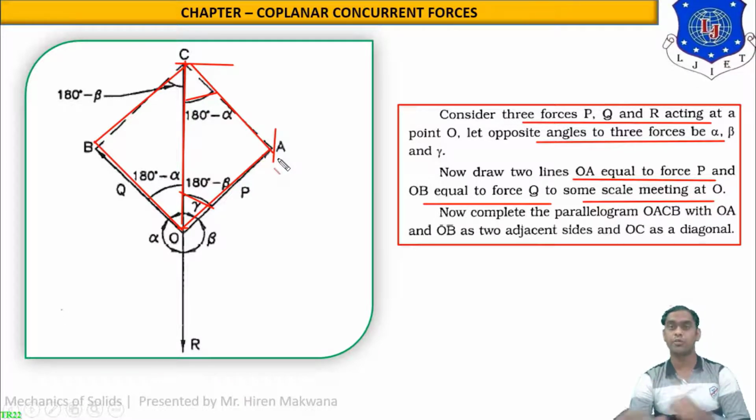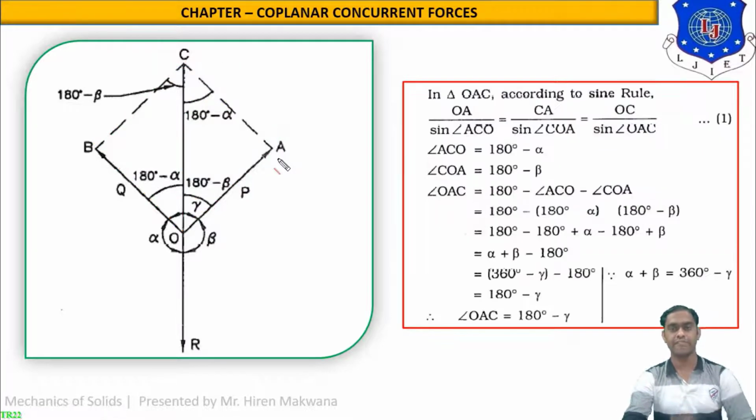Let us go ahead. Remember what we have to prove. We have to prove P upon sin alpha is equal to Q upon sin beta is equal to R upon sin gamma. This Lami's theorem we have to prove. So the same figure will be there in triangle OAC. According to the sine rule, this line is OA. Consider the triangle only, not the parallelogram. This is the line OA.